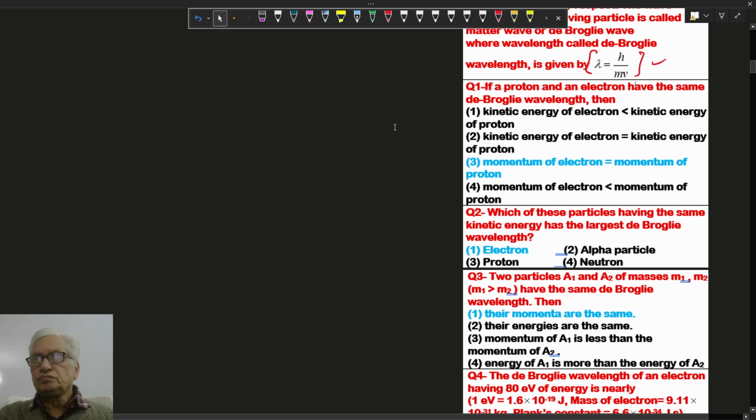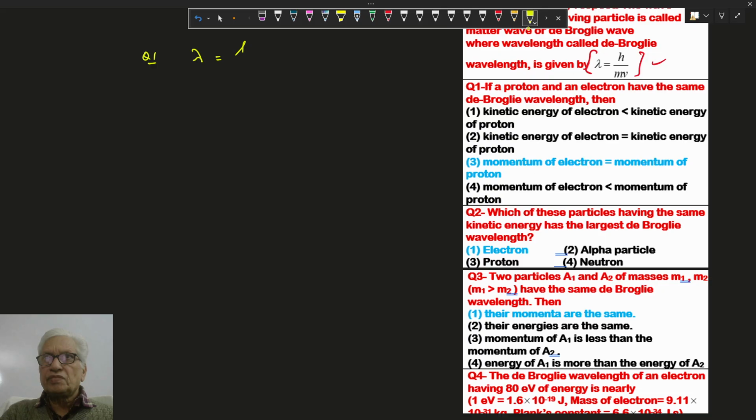Now, question 1. The proton and electron having the same de Broglie wavelength means, if it is same, momentum also same. It means the mass into velocity must be same for proton and for electron. So here momentum is same, means option 3 is correct.